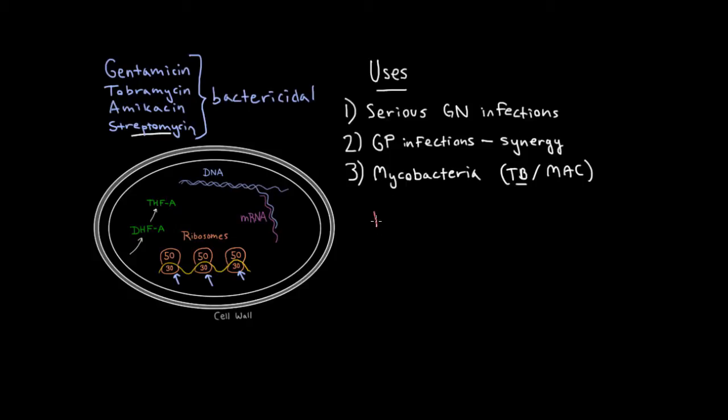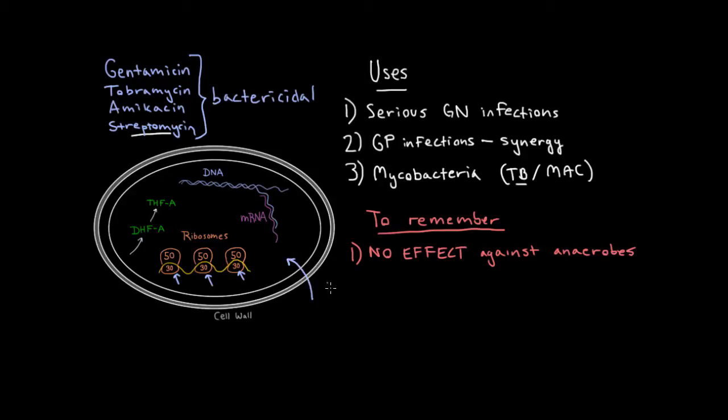Now with that, I want to tell you 3 high-yield facts to remember about aminoglycosides. And the first is that they have no effect against anaerobic bacteria. And specifically I mean strict anaerobes, bacteria that do not grow in the presence of oxygen. Now the reason is that the way that aminoglycosides get into the cell is through what we call an oxygen-dependent process. So they won't be able to get in as easily for anaerobes.